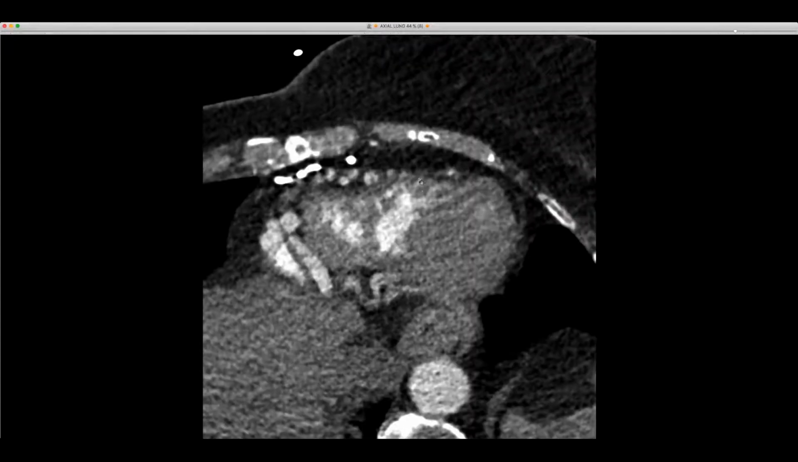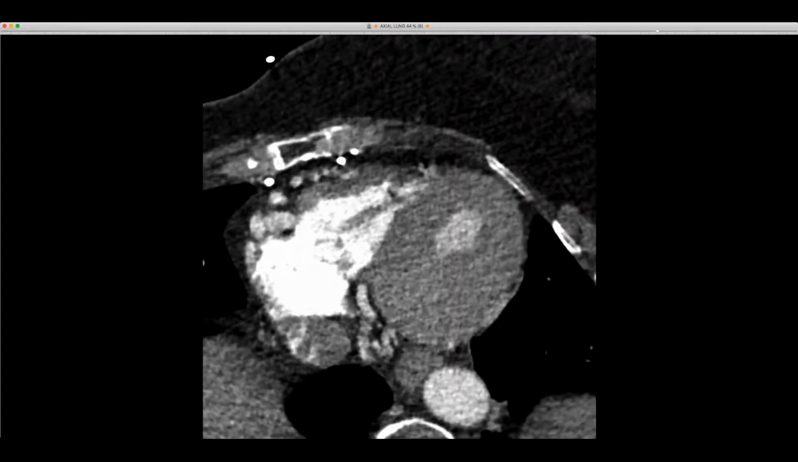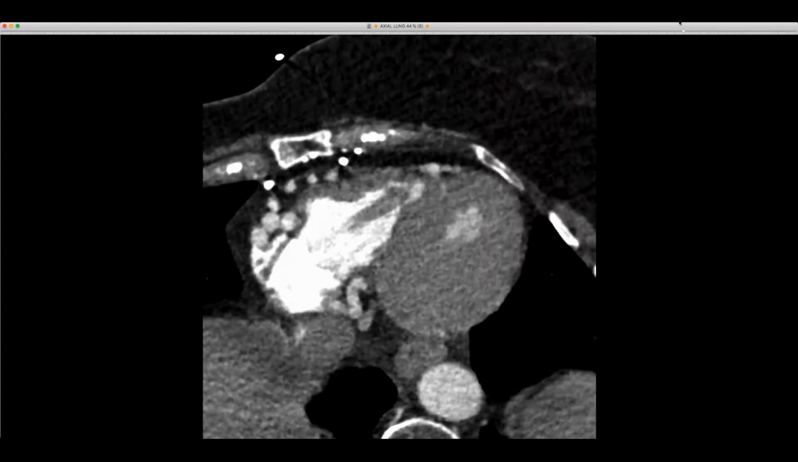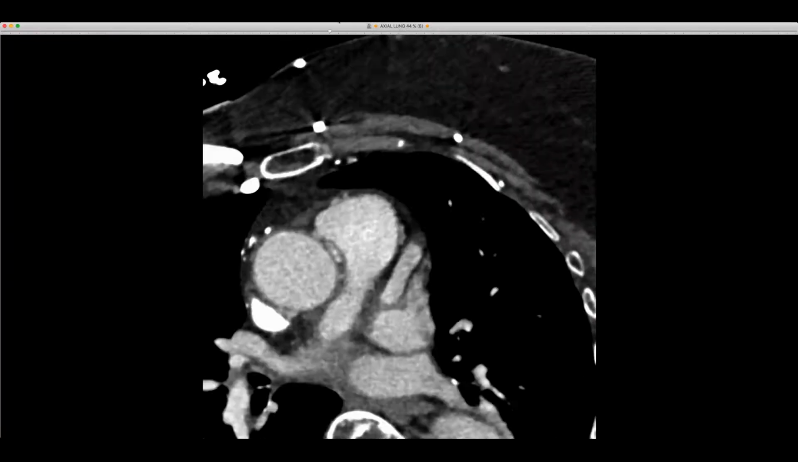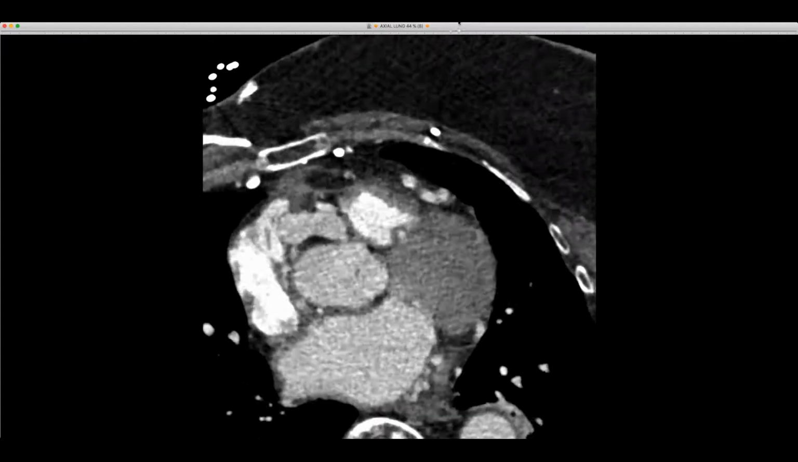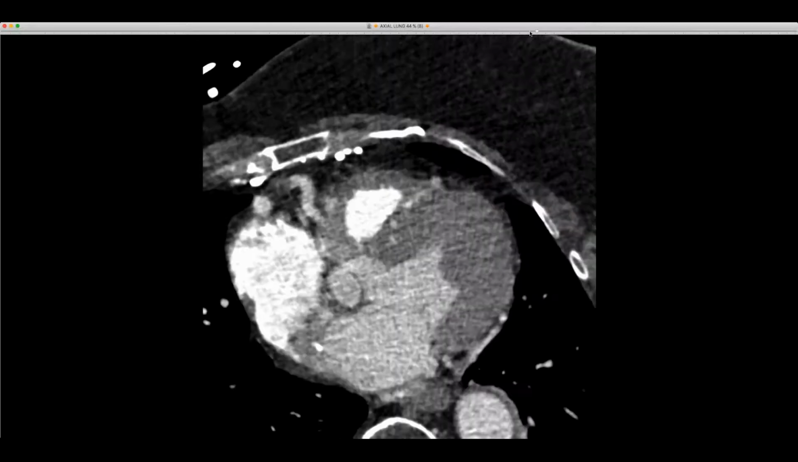So all of these are collaterals that are coming from the left coronary circulation and going over to provide portions of the RCA territory. So just a nice case of ARCAPA that has been undiagnosed to this point in this 60-some-odd-year-old woman. So I just thought that was a good case. Yeah.